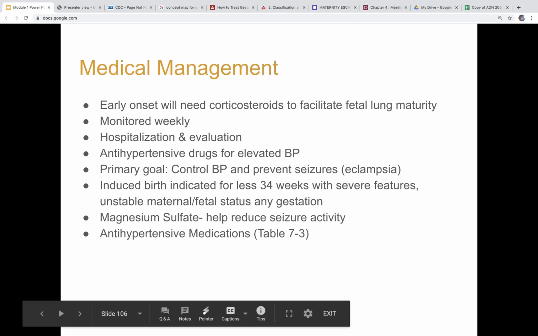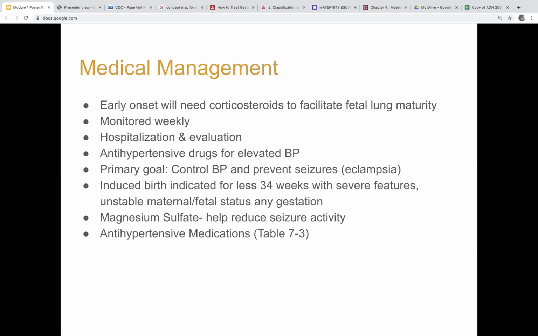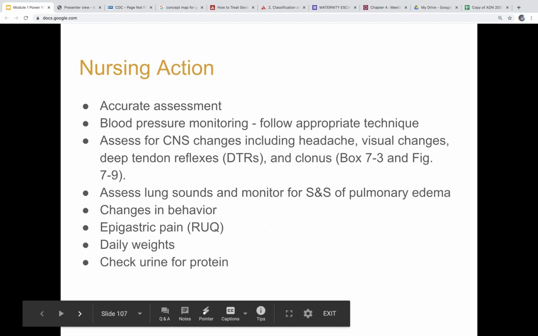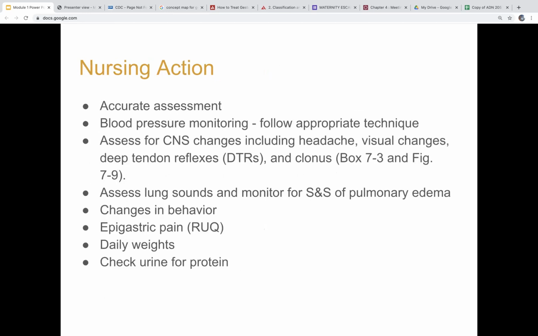Induced birth, I told you about that. And magnesium sulfate is the big drug of choice. And then you also have your antihypertensive medications. Accurate, acute, really good assessment skills. Good assessment skills are going to be the key to your patient's best outcome.